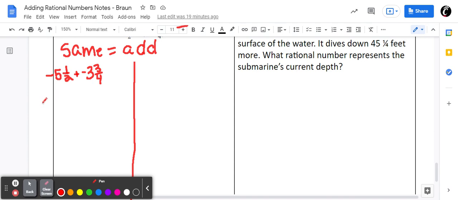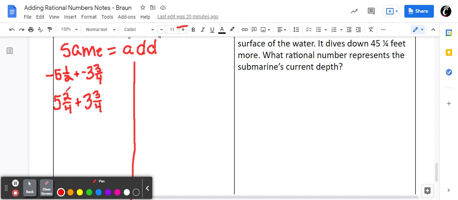So this would change into, my fraction part would be 5 2/4 plus 3 3/4. And if you notice, I dropped the signs off just so I don't have to worry about those right now. I'll put those back into my answer. Remember, we said since they're the same and we're adding and they're both negatives, my answer is going to be negative. So now I just want to focus on the fractions themselves.